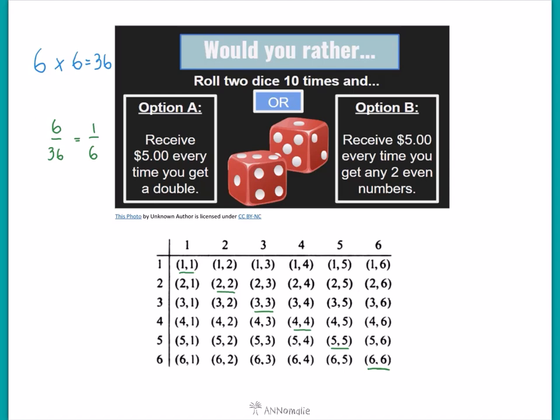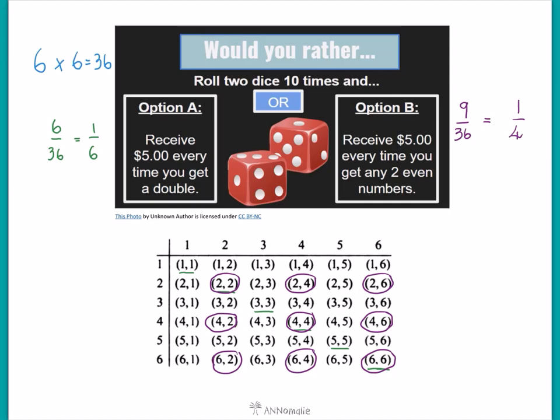What's the probability of receiving $5 every time you get any two even numbers? So let's circle those. Two even numbers. And we can see that that will definitely be a higher probability. And this time, this is 9 out of 36, which is a quarter. So option B is more beneficial.